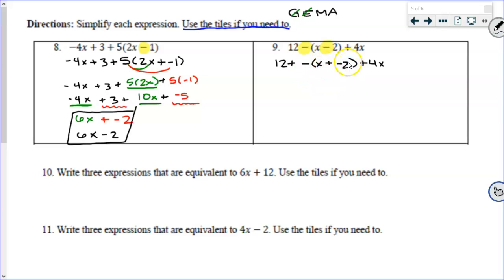So why are the parentheses here? The parentheses are here because it's the opposite of those parentheses. You can still treat this like distribution, because what we're really doing is we're saying we want the opposite of x. And we want the opposite of a negative 2. Bring everything else down. So we're still going to have our 12 plus that negative x plus the opposite of a negative 2, and then bring this down plus the 4x.